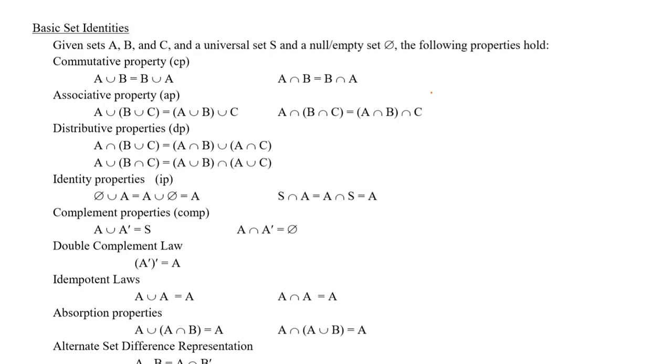Hello, in this video we're going to see basic set identities. For example, if we have sets A, B, and C, a universal set S, and a null set, the empty set, we have these properties.